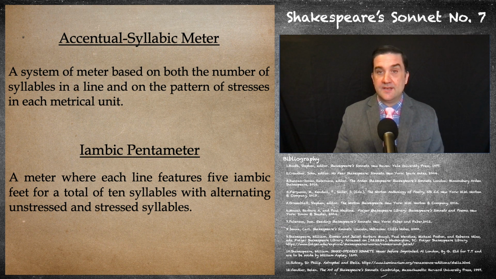Specifically, a sonnet is written in iambic pentameter. For those of you who don't know what iambic pentameter is, please see our video lesson, The English Sonnet. It's linked down in the description. In a nutshell, however, iambic pentameter is a line of poetry that is 10 syllables and consists of alternating unstressed and stressed syllables. That is what makes a sonnet an example of accentual syllabic meter.